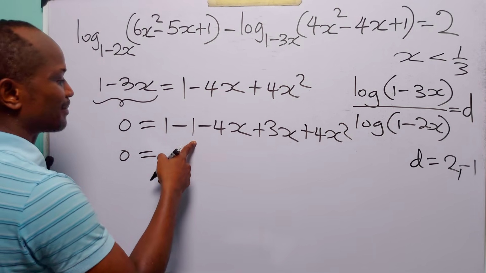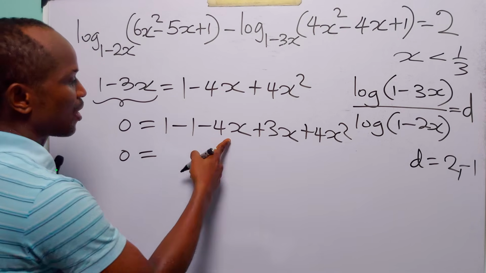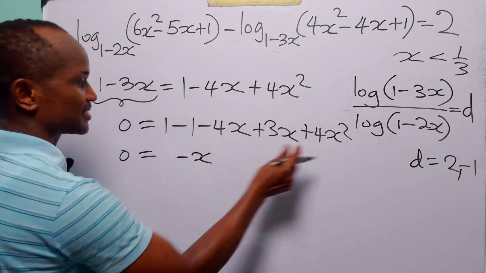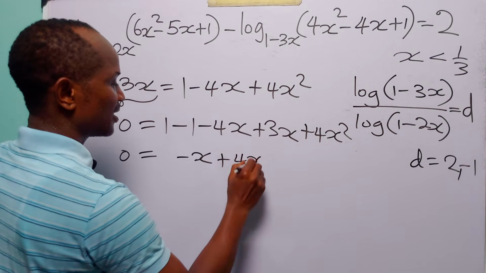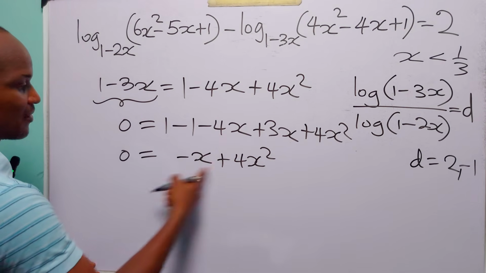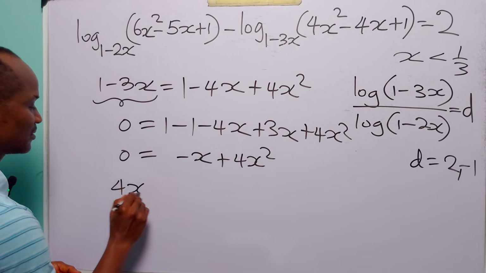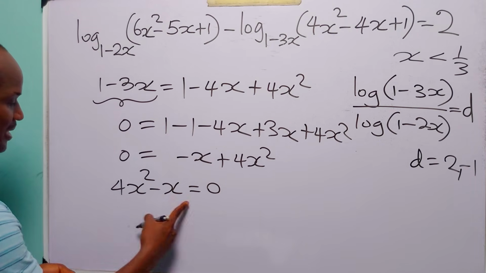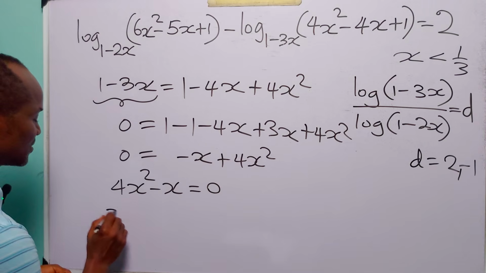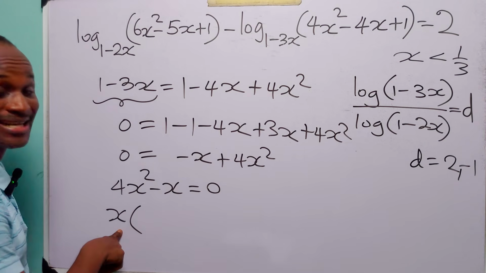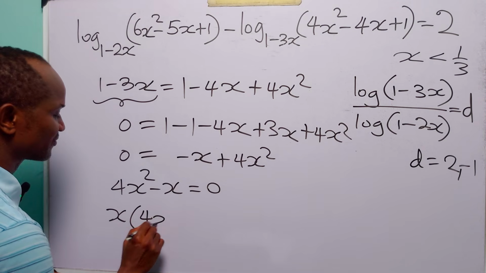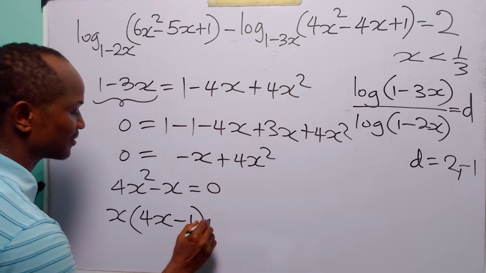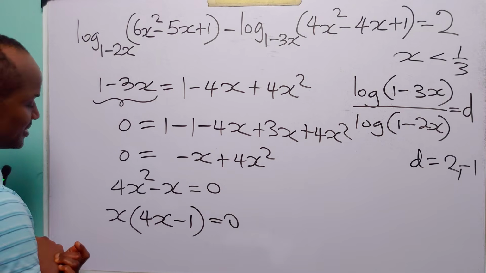0 is equal to 1 minus 1, of course, is 0. Minus 4x plus 3x is minus x. Then we have plus 4x squared. Now this is the same as 4x squared minus x is equal to 0. Now we can factorize this. When we do that, we have x here. 4x squared divided by x is going to give us 4x. Minus x divided by x is going to give us minus 1. And this is equal to 0.